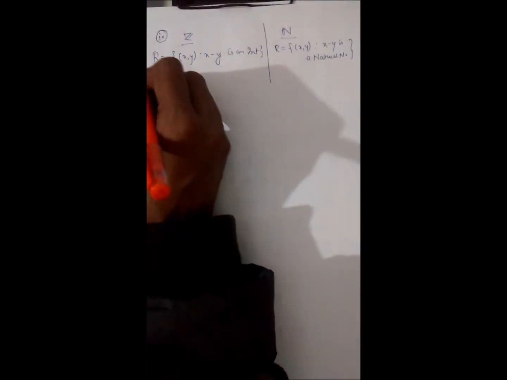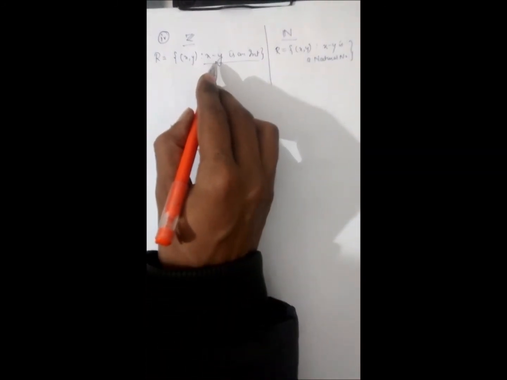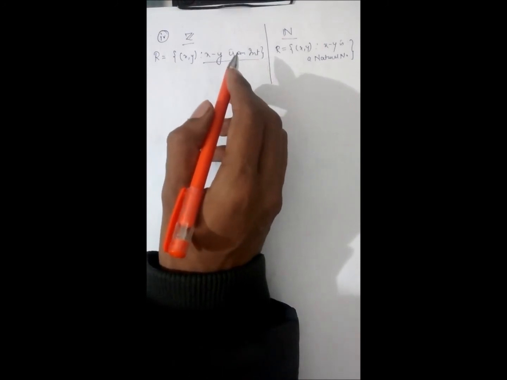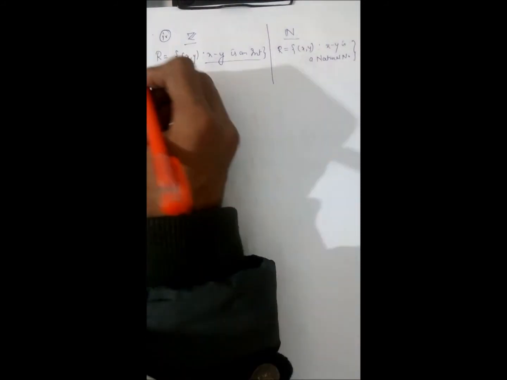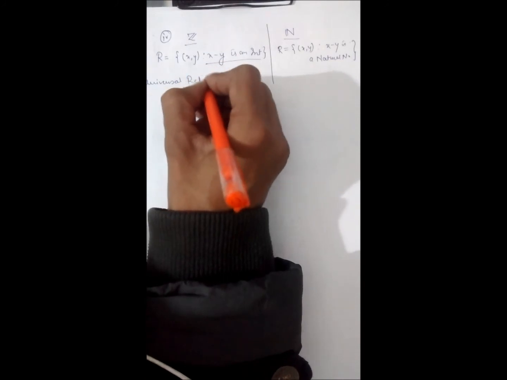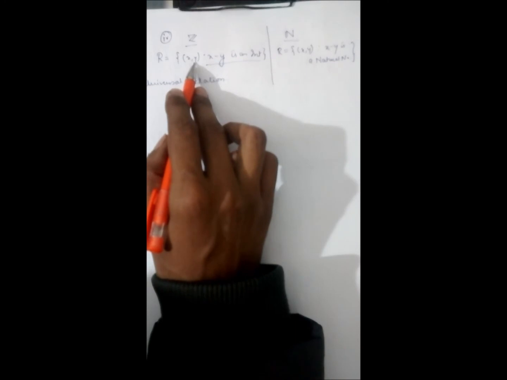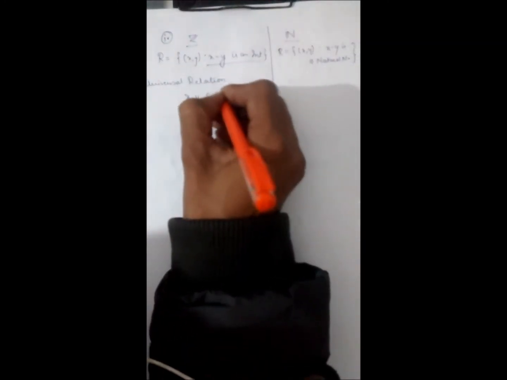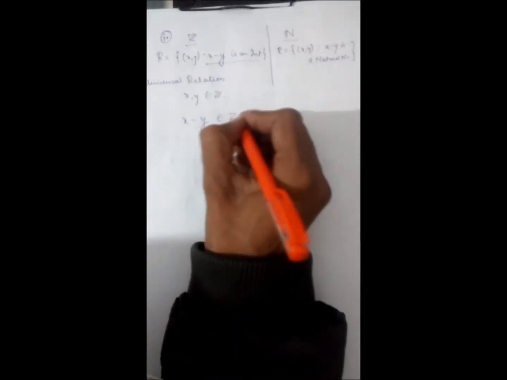Now here, any number minus any number, subtracting any two numbers, I'll definitely get an integer. So I guess this is some kind of universal relation here. Because x, y are from the set of integers, and if we subtract any two integers, the result will always be an integer.